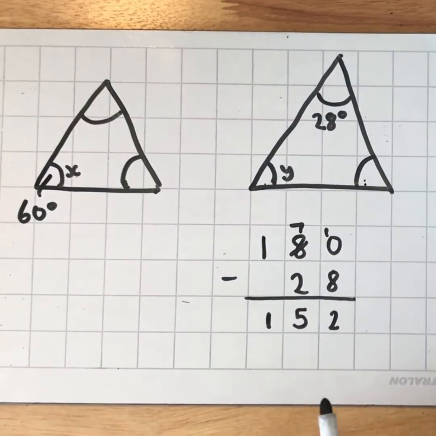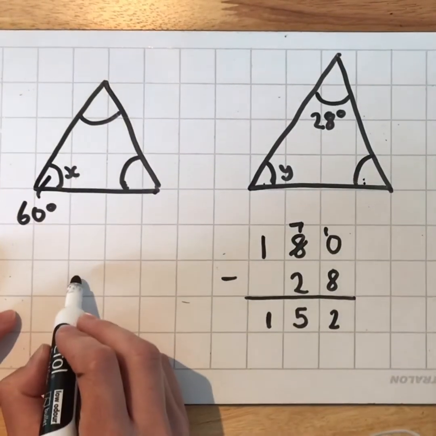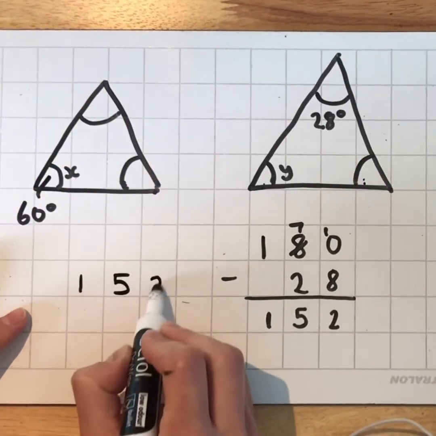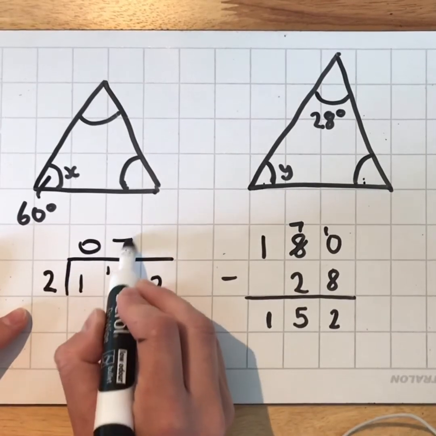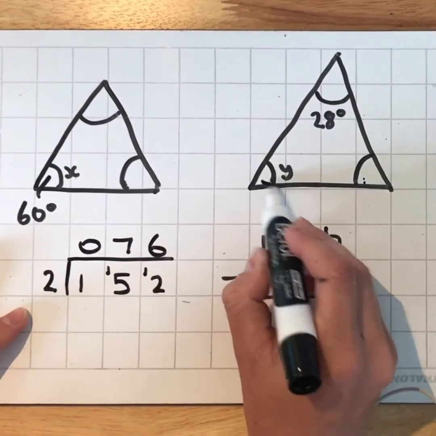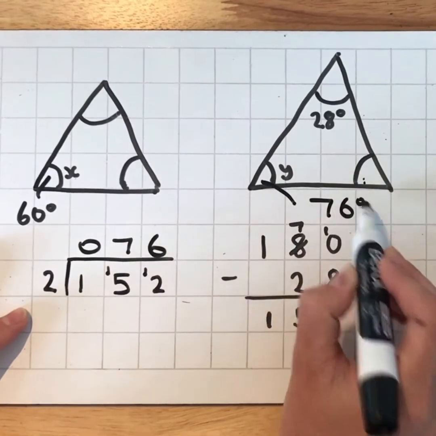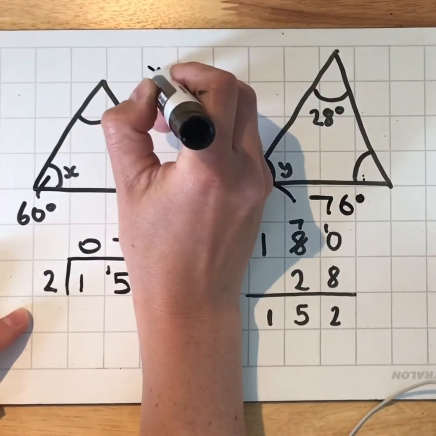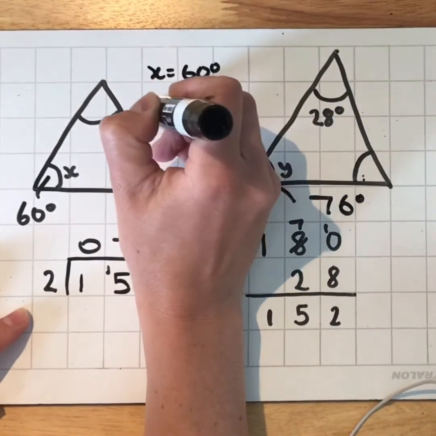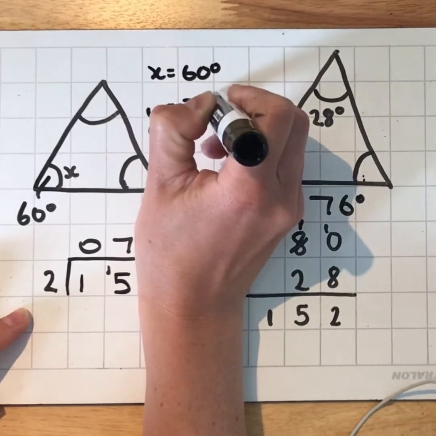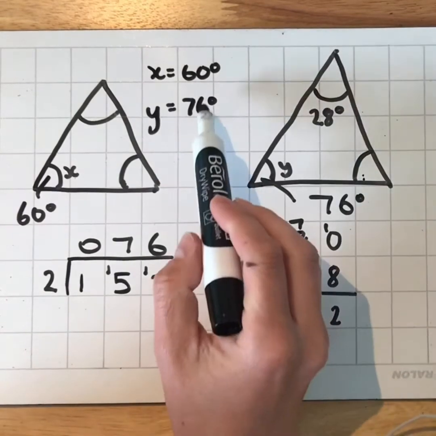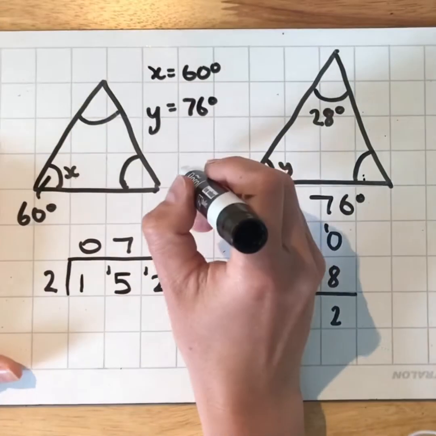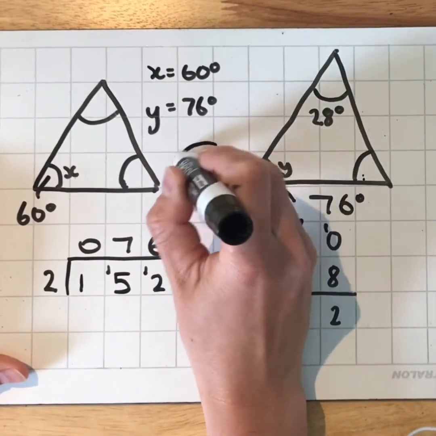So we want to work out what the size of angle Y is. So we're going to take 152 and divide it by 2. That gives you 76. So Y is 76. So angle X is 60 degrees, angle Y is 76 degrees. The question's asking you how much bigger is Y than X. So you can see that the answer is 16 degrees.